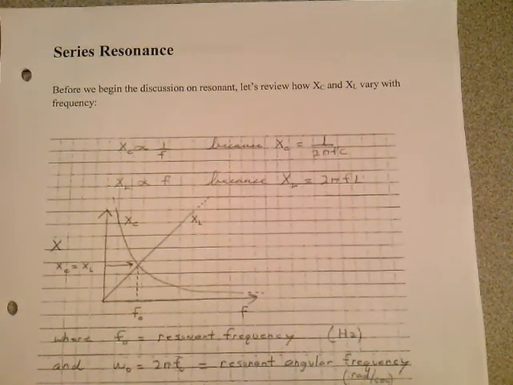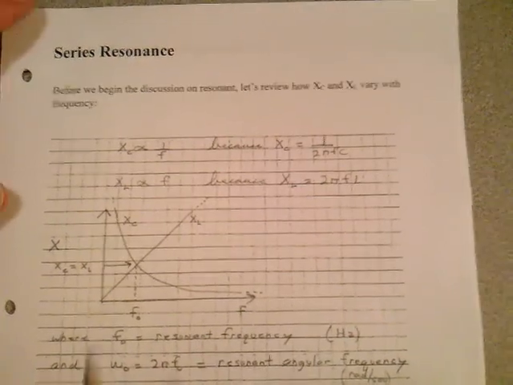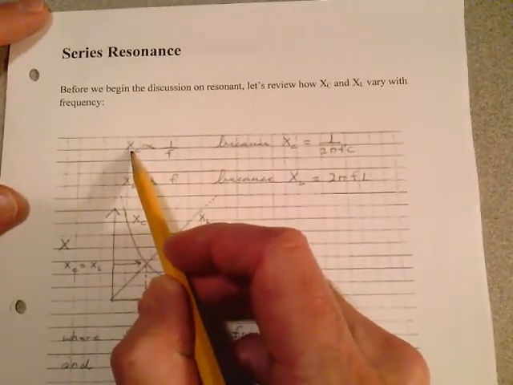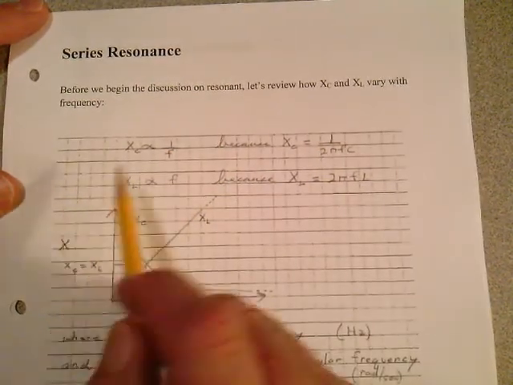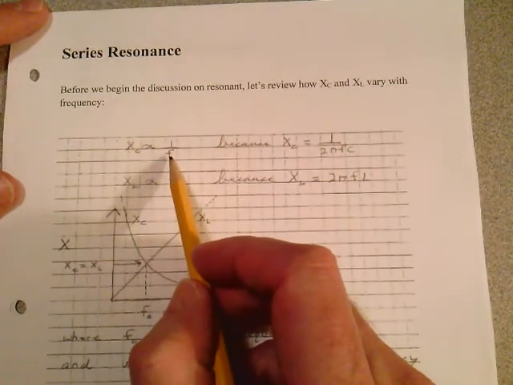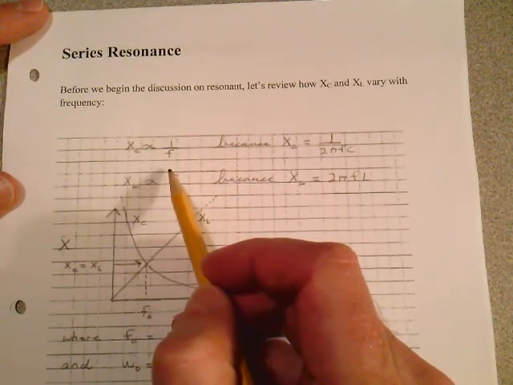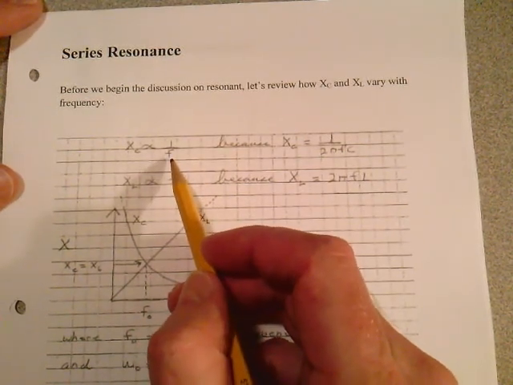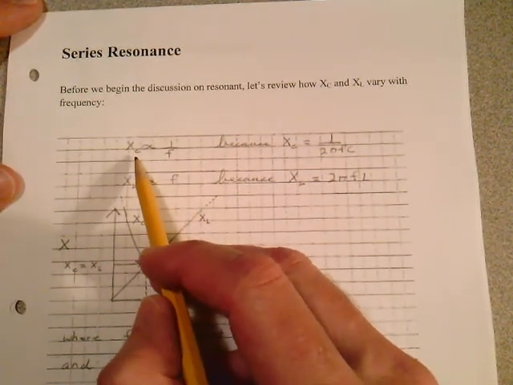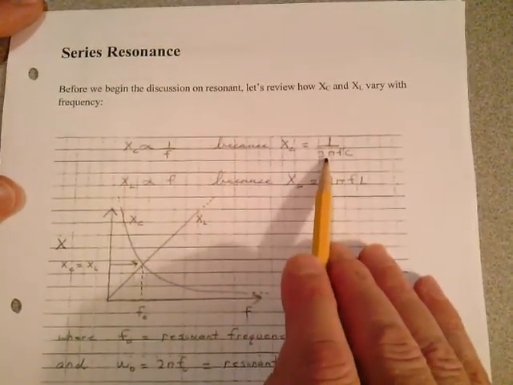Before we begin the discussion on resonance, I'd like to review how x sub c and x sub l vary with frequency. If you remember, x sub c, the capacitive reactance, was inversely proportional to frequency. So as frequency got higher and higher, the capacitive reactance got lower and lower. And as frequency goes lower and lower, the value of the capacitive reactance went higher and higher, because x sub c was equal to 1 over 2 pi fc.